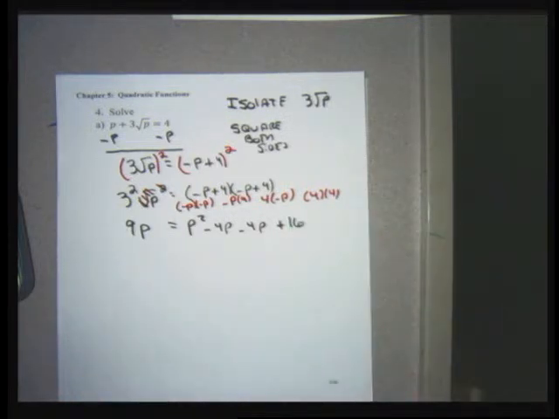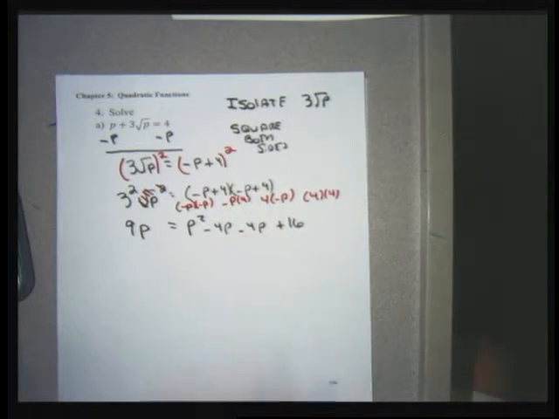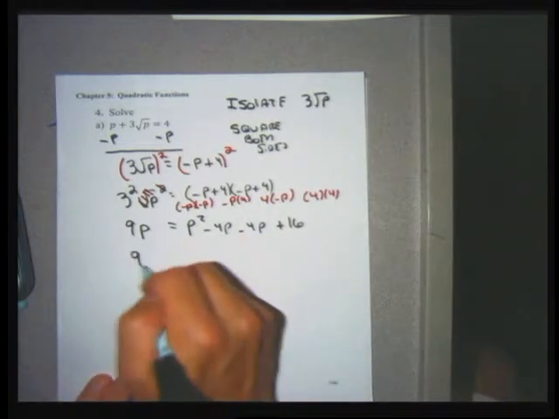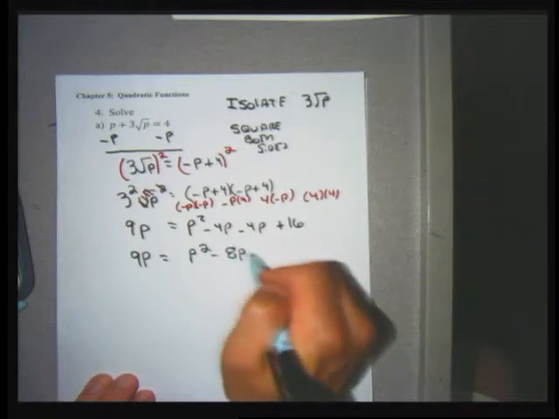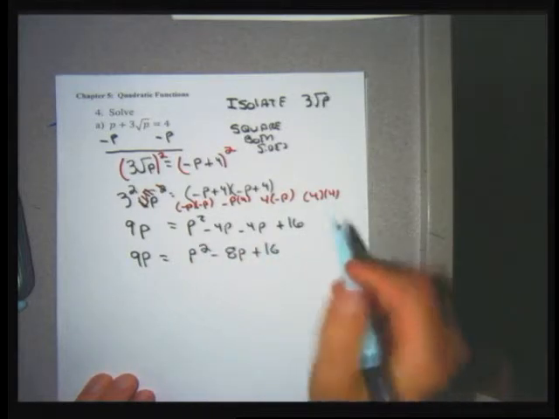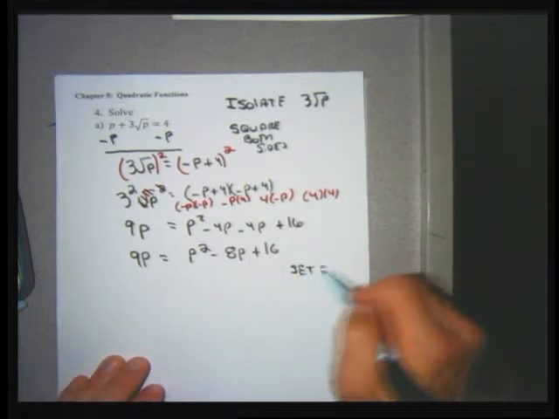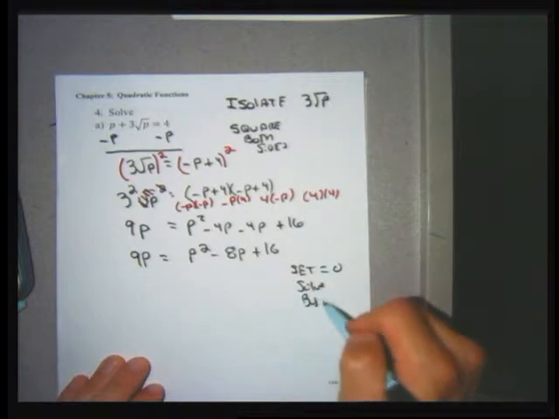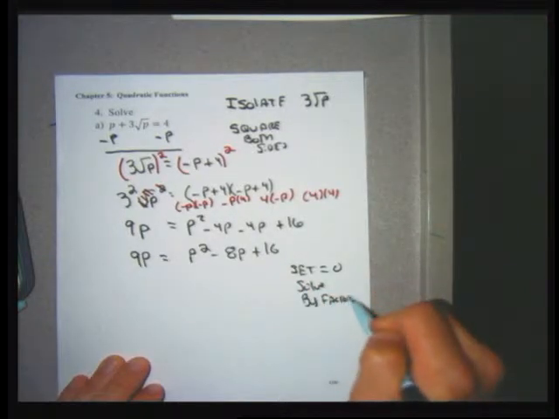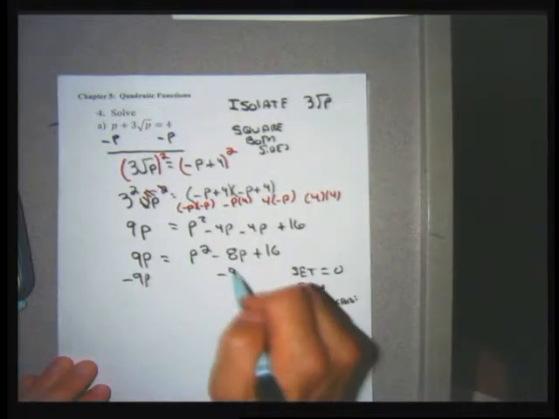I'm almost to the point where it's going to be easy. The outers and the inners don't cancel, they have the same signs. So I'm going to add the 4's and keep them negative and get a minus 8p. So now I've squared both sides, and now I'm going to set equal to 0 and solve by factoring. And so I'm going to minus 9p from both sides.